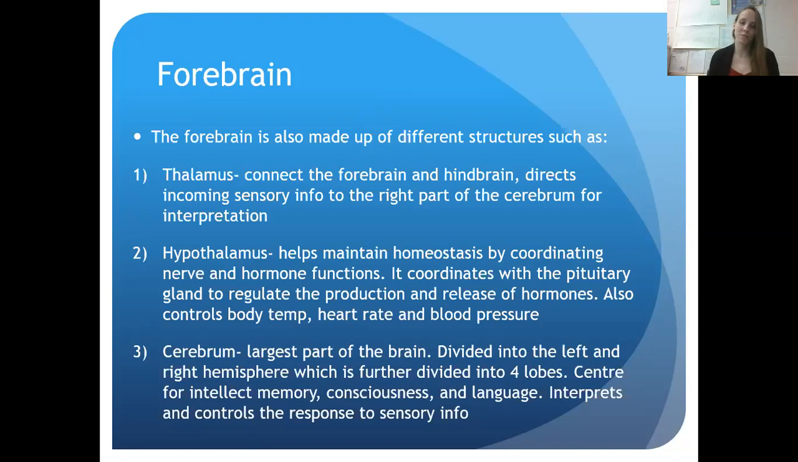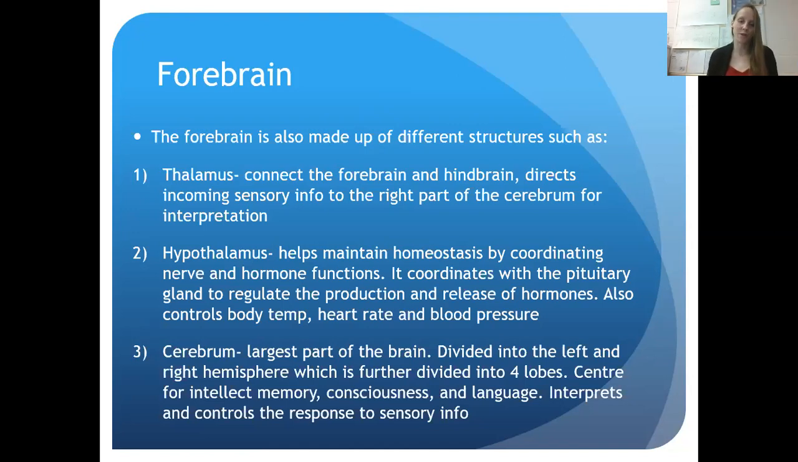Then we have the hypothalamus, which helps maintain homeostasis by coordinating nerve and hormone function. So in the next chapter, we're going to go all into the endocrine system, which is the system of hormones, which is almost entirely controlled by the hypothalamus. The hypothalamus is really important when it comes to endocrine function, which is hormone function, and also your nervous system. It coordinates with the pituitary gland, which is like a little teardrop-shaped gland underneath the hypothalamus.